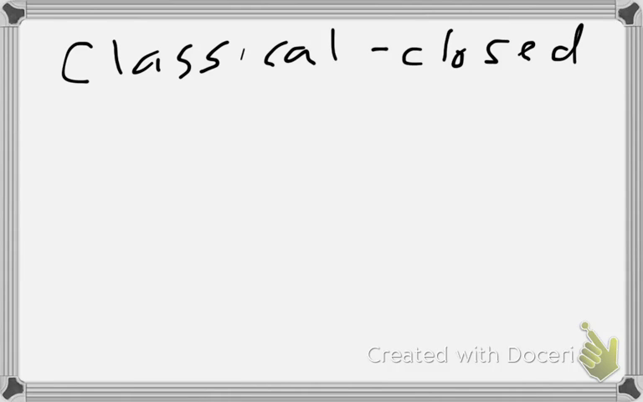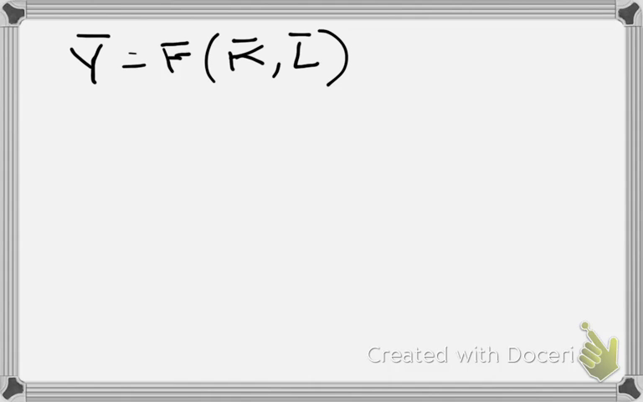I want to do a quick recap of the classical closed economy model that Mankiw develops in Chapter 3. And this model starts with a set of equations. The first equation is that GDP, Y, is equal to F function of capital and labor. Capital and labor are in fixed supplies, so that's why GDP then is fixed.